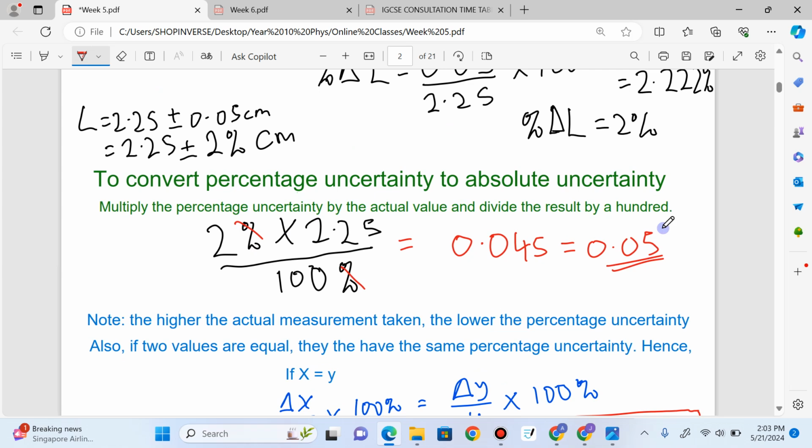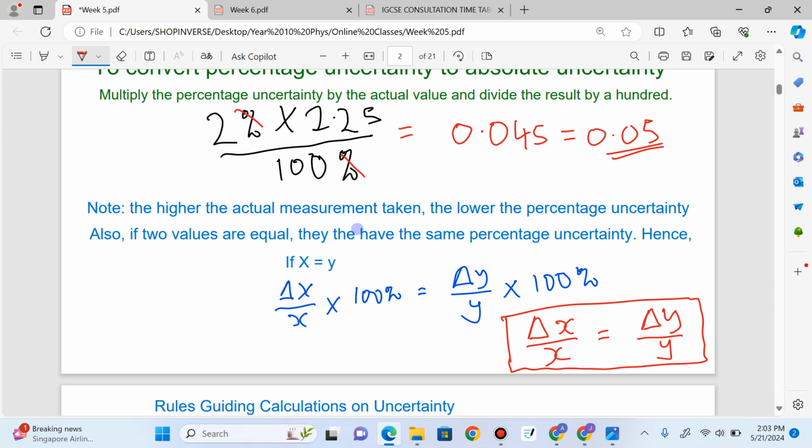This is what I will do. You get to see how we use this expression while solving other questions, okay? But what is now the implication of this? Take note that the higher the actual measurement taken, the lower the percentage uncertainty. You get to use this statement when performing physics practicals. You must have observed it, okay?